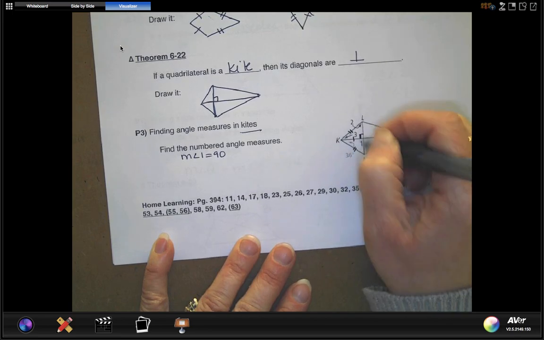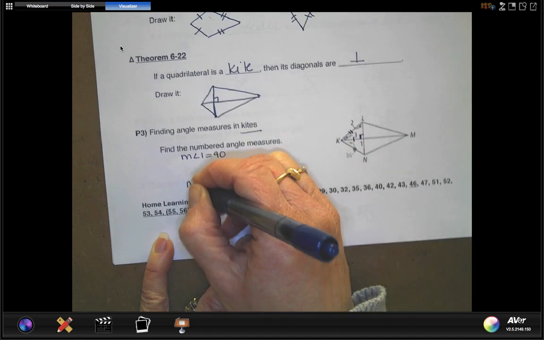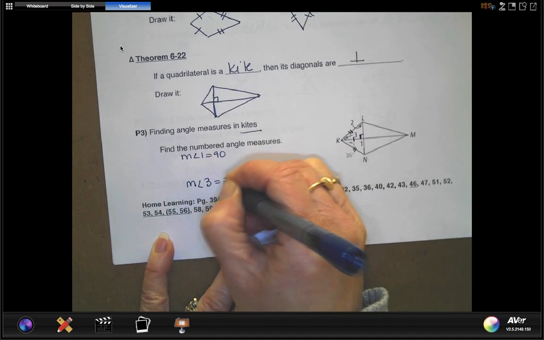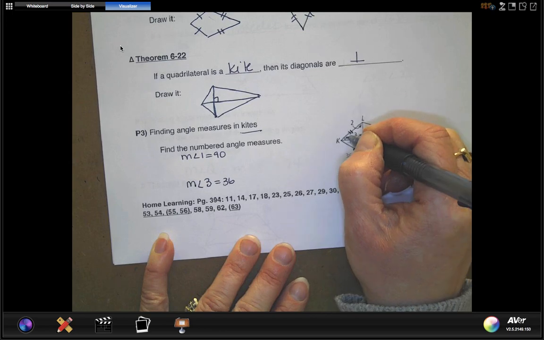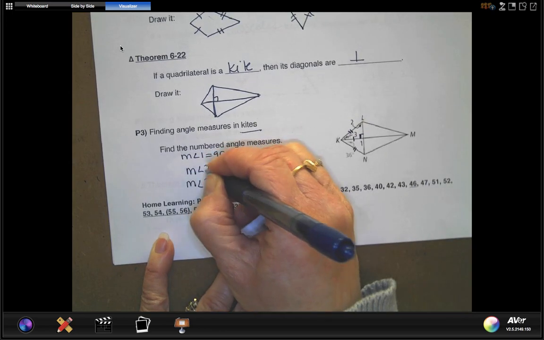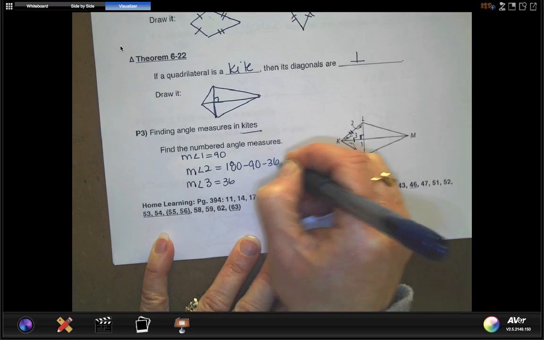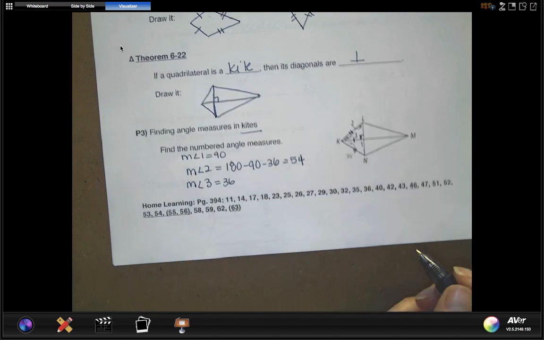So then these 2 triangles are congruent by HL theorem. So this 36 right here, that makes angle 3 also 36. So then you just have 180 minus 36 minus 90 to get the measure of angle 2. So we get 54 there, okay?